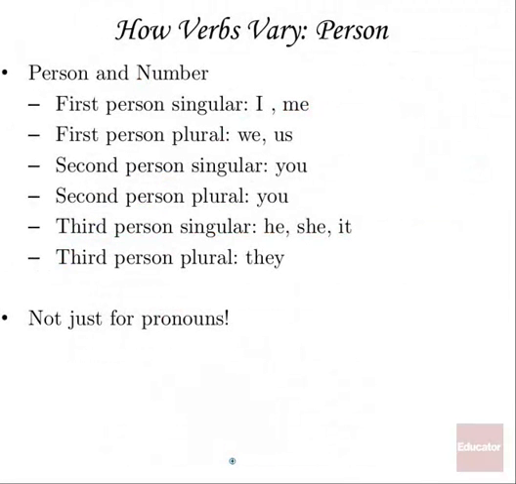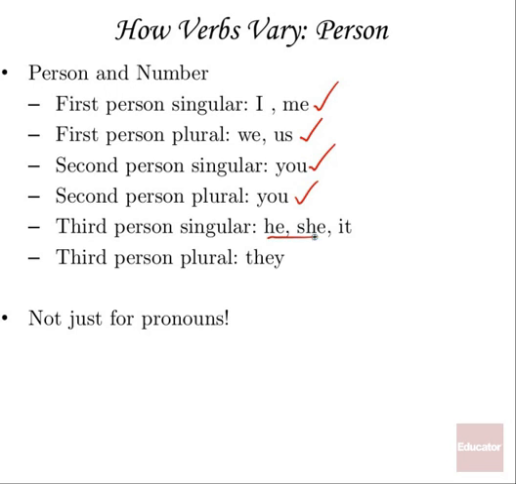All right. How verbs vary. We're going to start with person. Now, verbs vary according to the person that's performing the action and the number of people performing the action. So, first person singular is I and me. The way you remember this is if you are the last person on earth, you can say I am lonely. First person singular, I. First person plural, of course, would be we and us. Now, second person singular and plural are both you. So if there's a second person on earth, you can say, you are not alone, because I'm here.